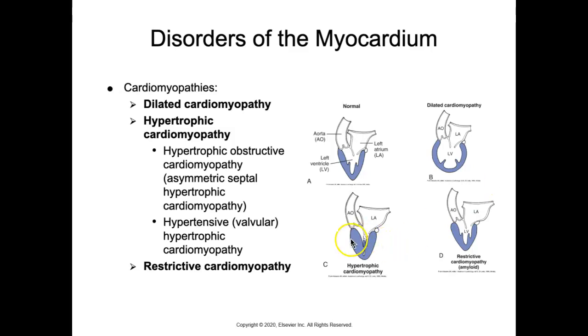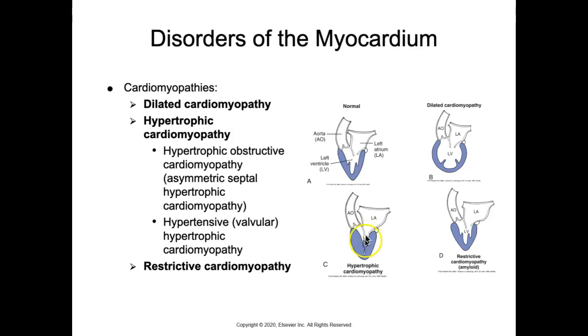Next up, we have our hypertrophic cardiomyopathy. And this is characterized by this thickened hyperkinetic ventricular muscle mass. And it can be obstructive, which is one of the most commonly inherited genetic disorders of the heart.